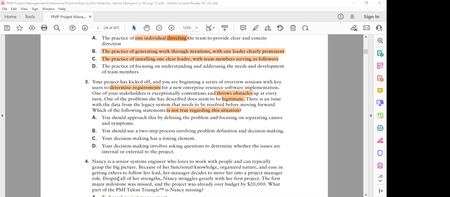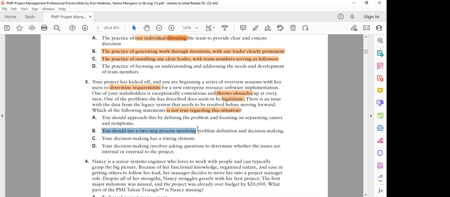If you look at it and read it, you have a project kicked off, you are determining the requirement, one of your stakeholders is throwing obstacles at every turn. One of the problems she said is that there is an issue with the data from the legacy system that needs to be resolved before moving forward. So we have to find out which is not true regarding this situation. You should approach this by defining the problem and focusing on separating cause and symptoms. You have to separate the problem from the people. So this is the same point, separate the problem from the people.